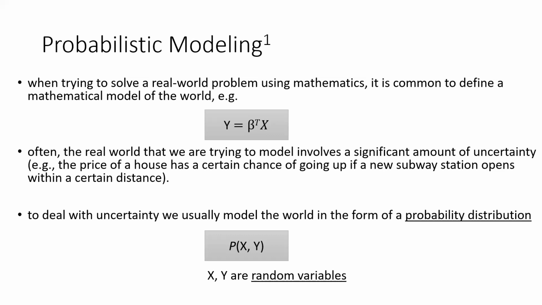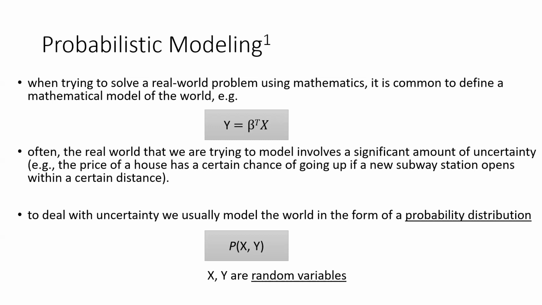Now, often in the real world, when we are trying to model something, it usually has a lot of uncertainty. For example, say that we are trying to predict house prices and we use different environmental factors for that, whether the price of the house will go up or down if a new subway station opens. There is some uncertainty. We hope the area will become more popular because people will start walking around more, but it's definitely not certain.